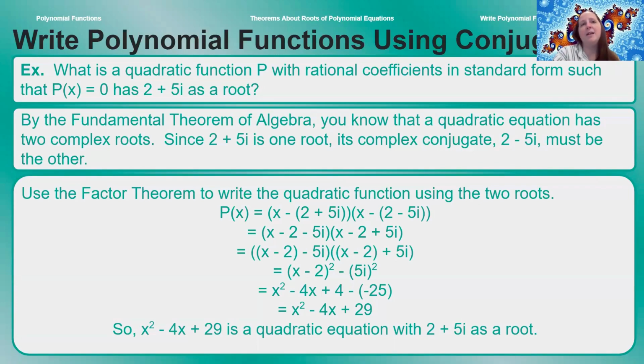So I do x minus the 2 plus 5i and x minus 2 minus the 5i. And then I'm going to distribute the negative signs and then I'm going to multiply it through. So I'm going to get x squared minus 4x plus 4 minus negative 25, which turns into plus 25. 4 plus 25 is 29. So x squared minus 4x plus 29 is a quadratic equation with 2 plus 5i as a root.